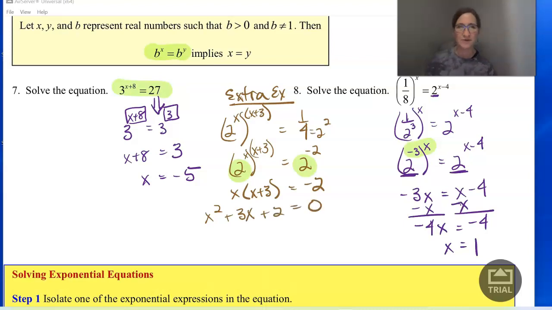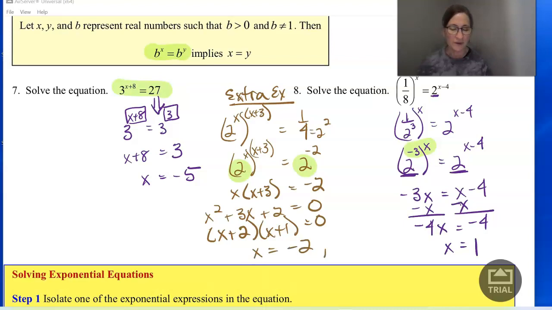So I've got my whole quadratic equation equal to 0. Now I just factor: x plus 2, x plus 1 equals 0. When I set both of those factors equal to 0, I get x is equal to negative 2 and negative 1. I don't have to worry about checking them. All real numbers are part of the domain for our exponential functions.